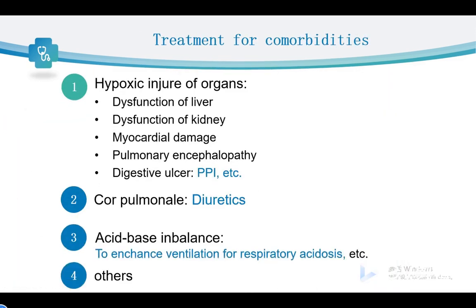Part 3. Treatment for the comorbidities, including the treatment for the hypoxic injury of organ, such as the PPI for the digestive ulcer, diuretics for the cor pulmonale, to enhance ventilation for the respiratory acidosis and so on. That's the systematic treatment for the patient with respiratory failure.